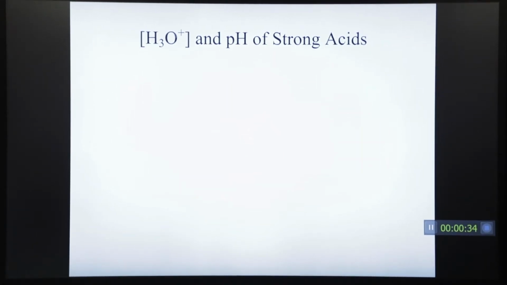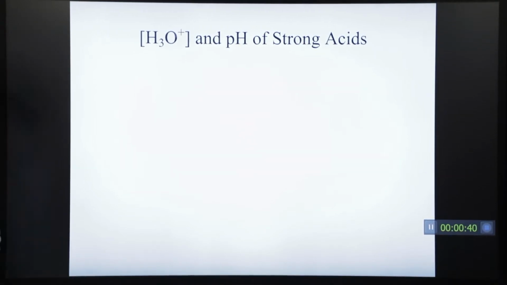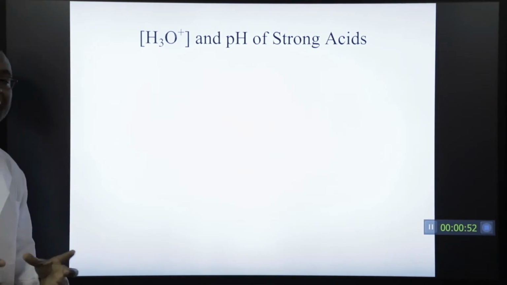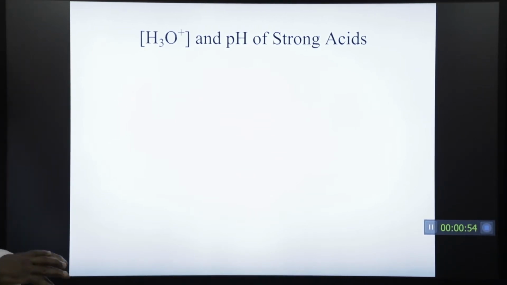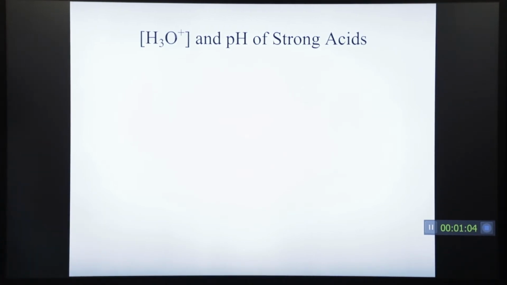We are going to continue with our study of acid-base equilibria. Yesterday we introduced the concept of auto-ionization of water and how we derive the pH scale from our understanding that water breaks down to give us the OH minus and H plus.